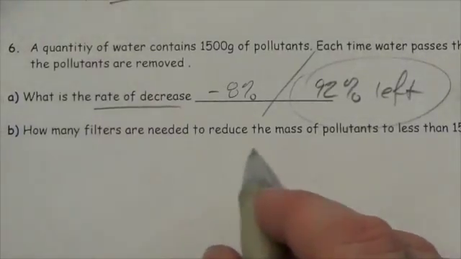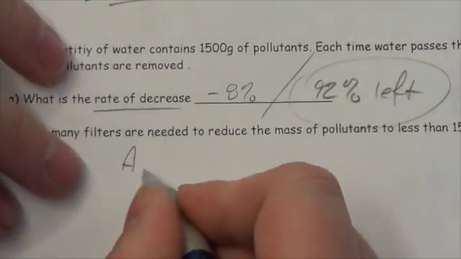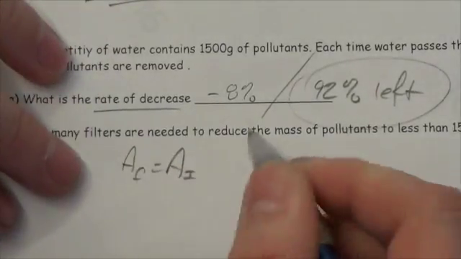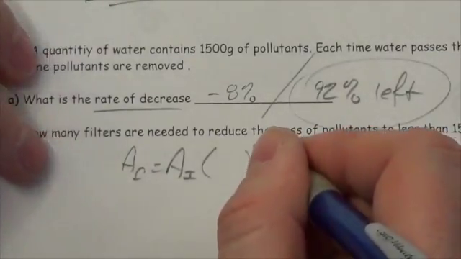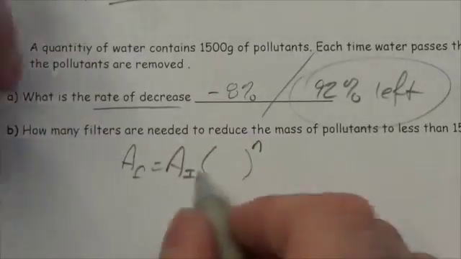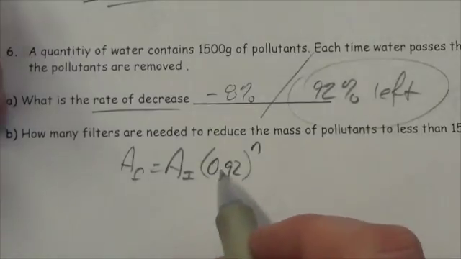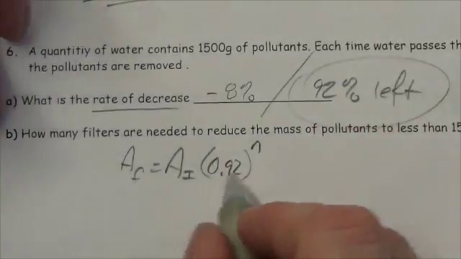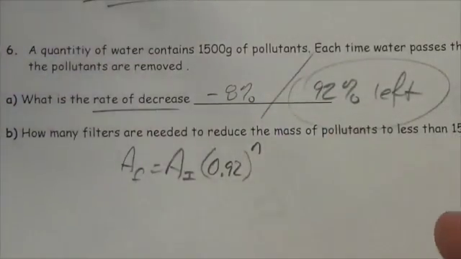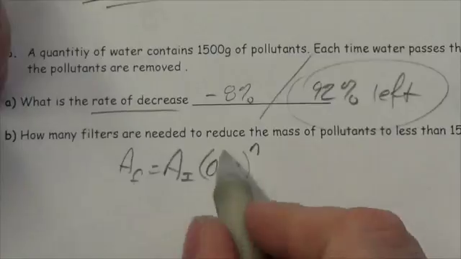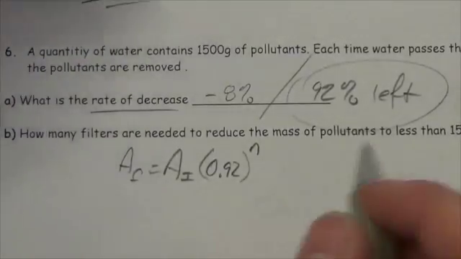So now when the question says how many filters do you need to reduce the mass of pollutants to less than 150, we've got this final amount, we've got the initial amount. My exponent is going to be the number of filters, but my base is going to be 0.92. Think about that: the value is less than 1 because it's decreasing, and I want it to be decreasing. I want to be losing pollutants, and 0.92 is what's left over in the water.